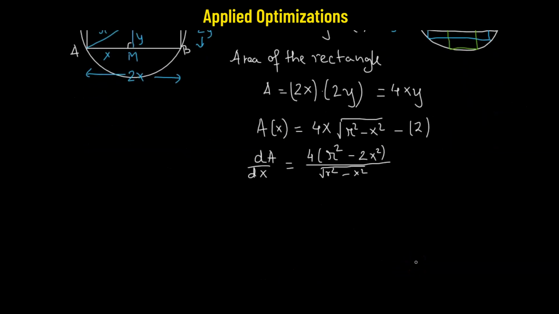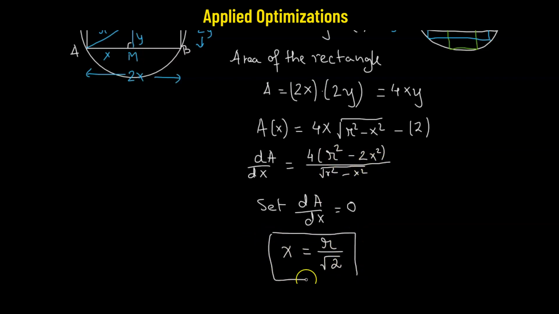In order to optimize it, we will have to set the derivative of A with respect to x equal to 0. And in doing so, we get the value of x, which will be equal to r divided by the square root of 2. All you have to do is simply set this particular expression on the right hand side to 0, and solving for x, you should get r over square root of 2. So we will box it for the time being and label it as equation number 3.